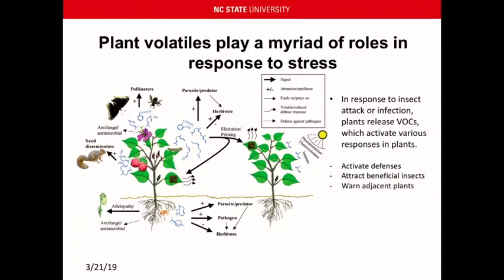Plants are doing it for a variety of reasons. They can warn other plants of impending danger, so that the neighboring plants can activate their own defense mechanism. They can attract pollinators. They can attract animals to disperse seeds. They can attract predators that can come in and attack herbivores. So there's a lot of different things that all these volatiles are doing. They can activate defenses, attract beneficial insects, warn adjacent plants. An amazing world of the plant volatiles.